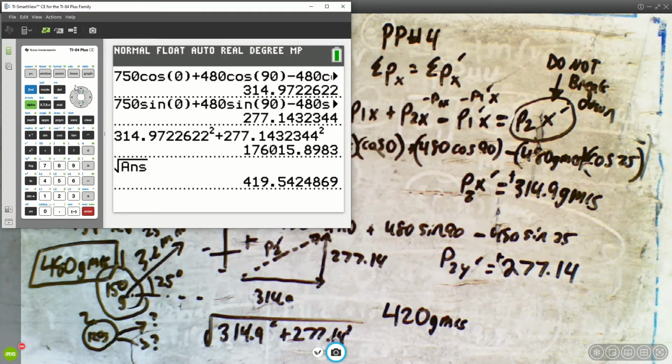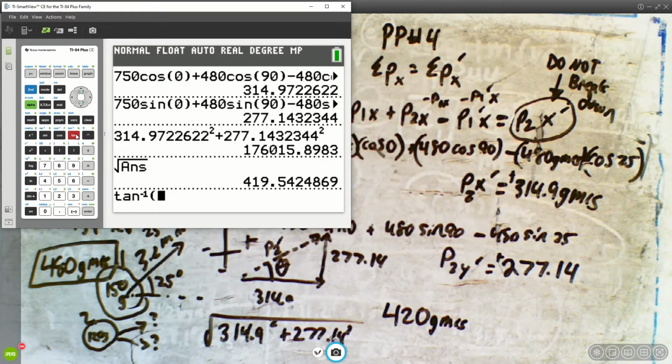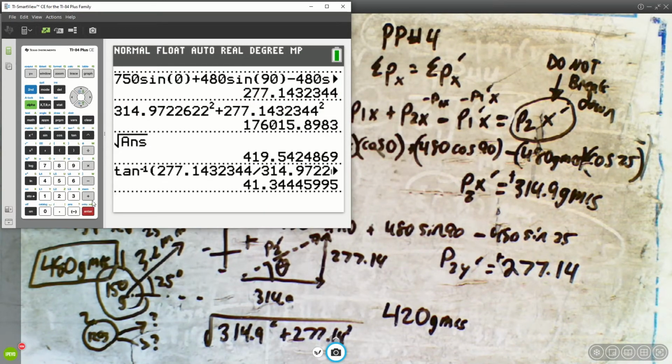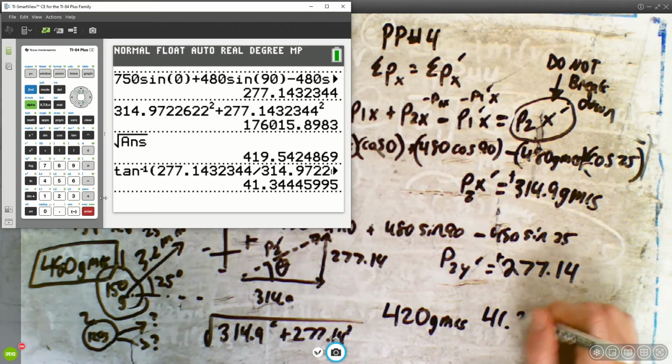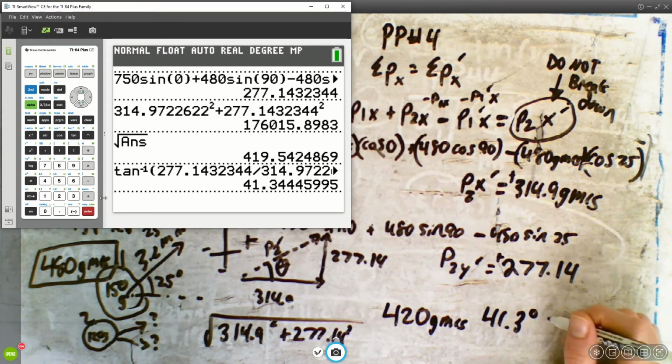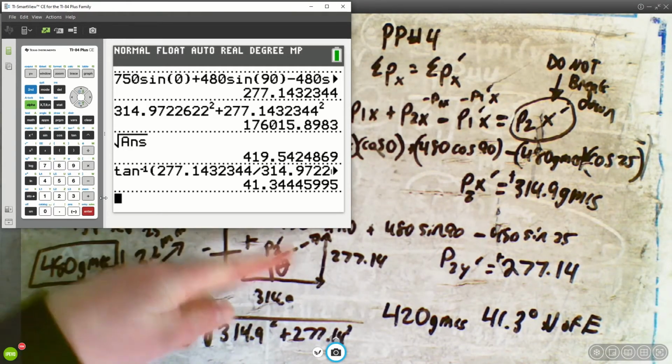And then to find that angle, I'm going to tan -1. Right? I want to find this angle here with no arrows. So it's going to be opposite over adjacent. So opposite is the 277. And adjacent is the 314. I'm going to close those brackets, and I get 41.3 degrees, and that's going to be north of east. I'm not going east, I'm going north of east.